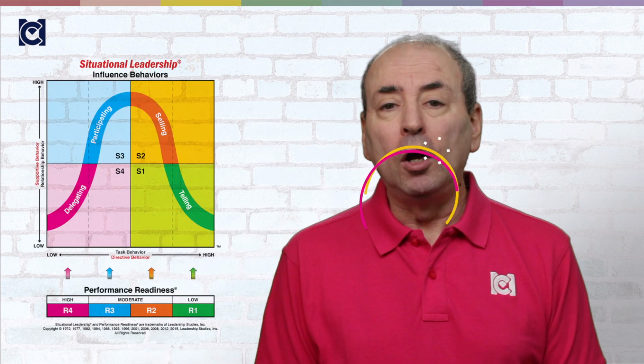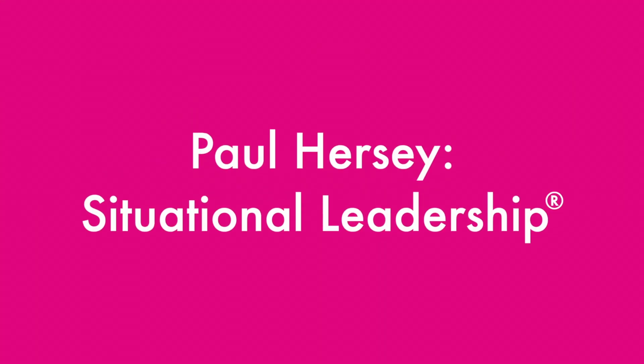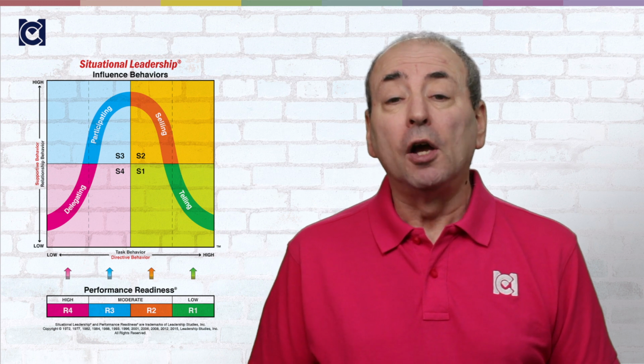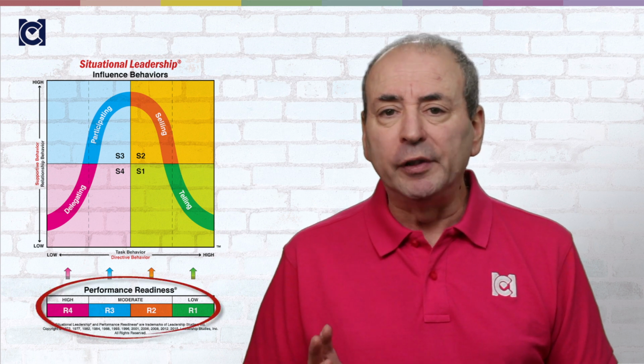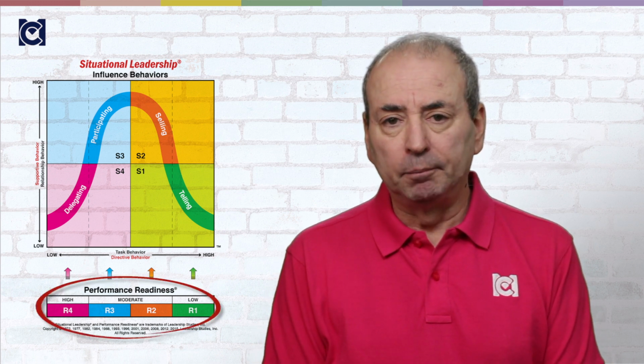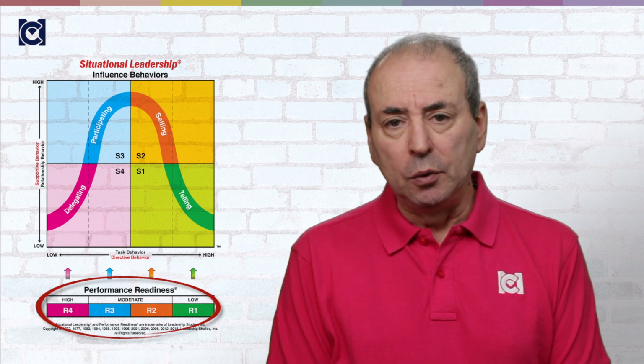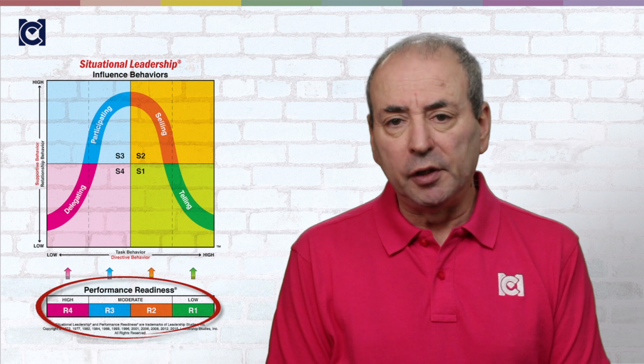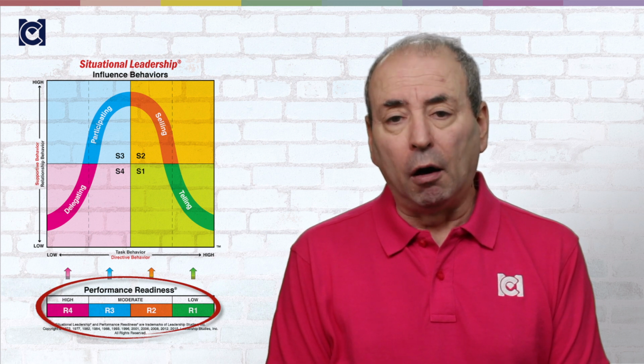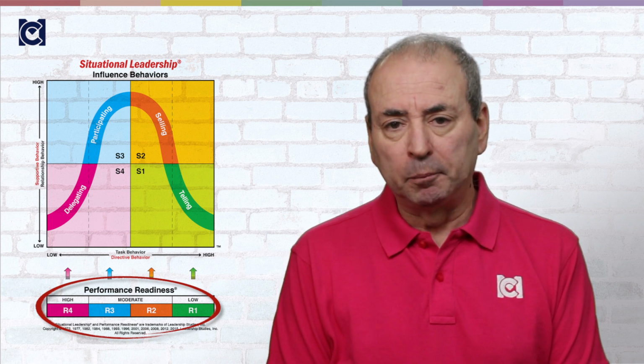Now, back to the two trademark models. We'll look at them one at a time. Paul Hersey's situational leadership. This model starts from 4 stages of increasing performer readiness: low R1, moderate R2, moderate R3, and high R4 levels of readiness.